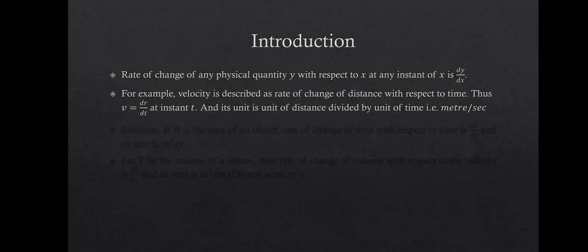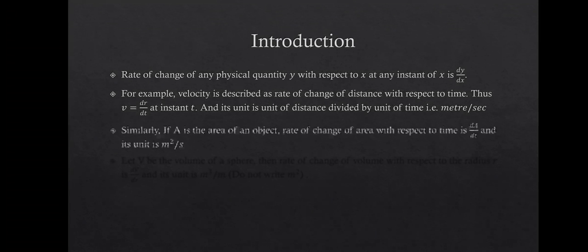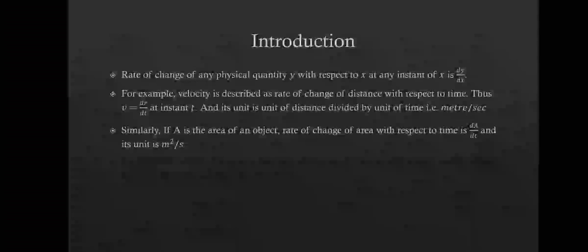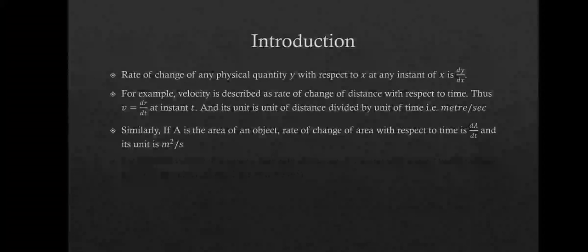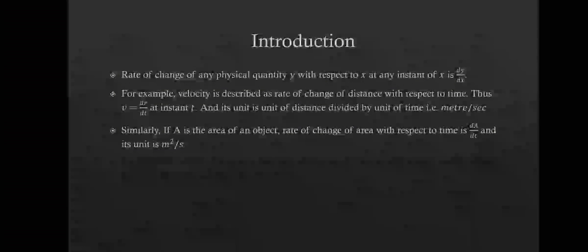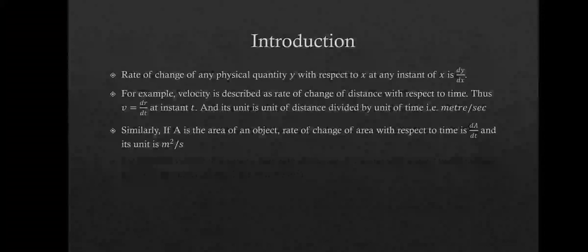Then again, if I talk about, say, area. If the area of an object, denoted by capital A, is changing with respect to time, then the rate of change of area with respect to time will be denoted by dA by dt, and again the unit will be meter square per second. Meter square is the unit of area and second is the unit of time, so the unit of the rate of change will be meter square per second.